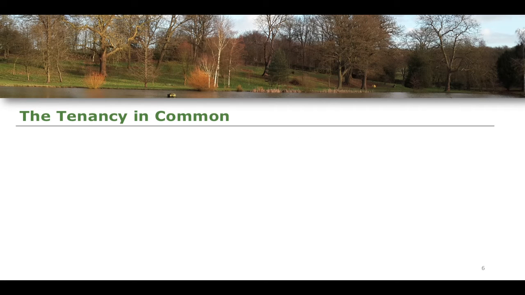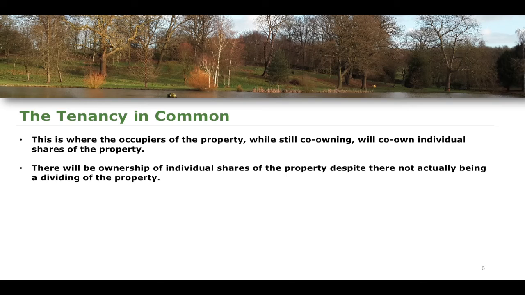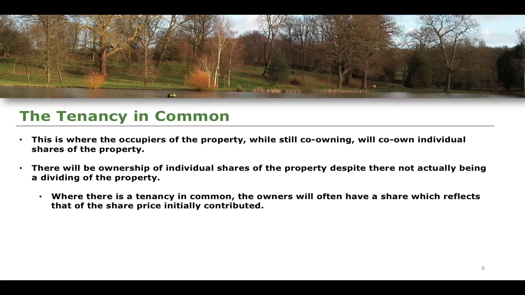That is the case, however, when we talk about the tenancy in common. This is where the occupiers of the property, while still co-owning the property, co-own individual shares of the property. You can clearly delineate, or at least there is the potential of clearly delineating, these shares. There will be an ownership of the property despite there not necessarily being a dividing of the property at this point. Where there is a tenancy in common, the owners of the shares will often have a share division which reflects that of the initial price contributed.